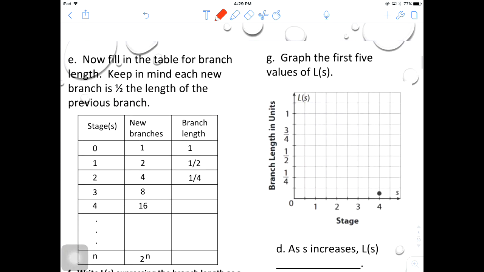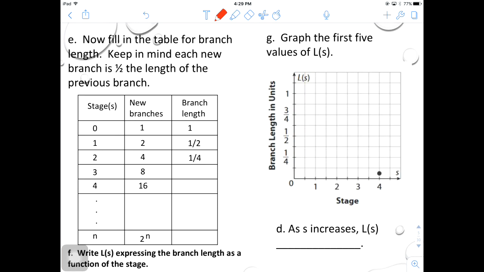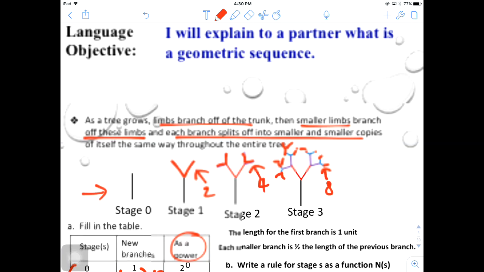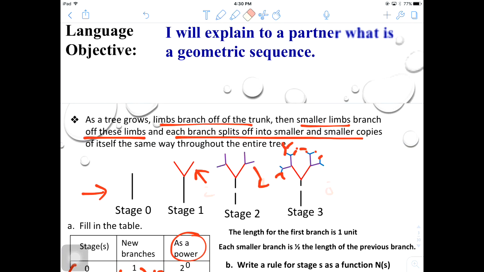Let's take a look at the next thing here, part E. Now fill in the table for the length of the branch. So we're going to go back to the illustration here. When we are talking about the length, what do you notice about the length of the new branches? Is it the same size as the original one? Notice that it's smaller. It is actually half the size of the original. And every new one that shows up is only half the size of the previous one.